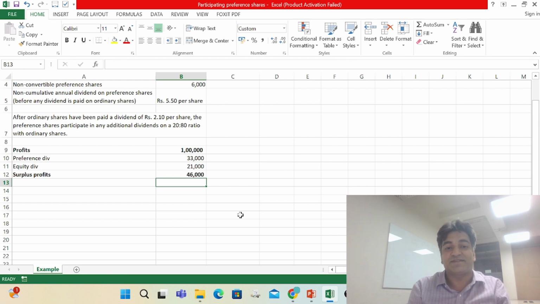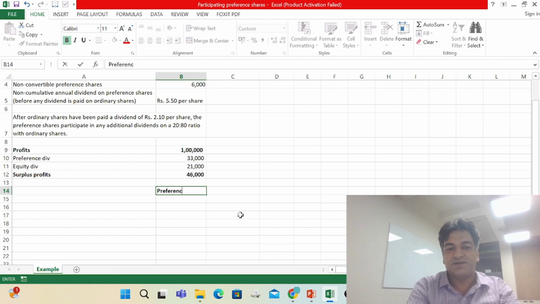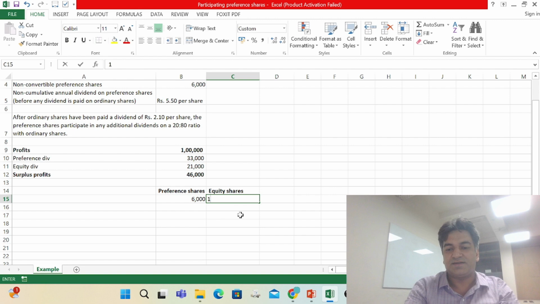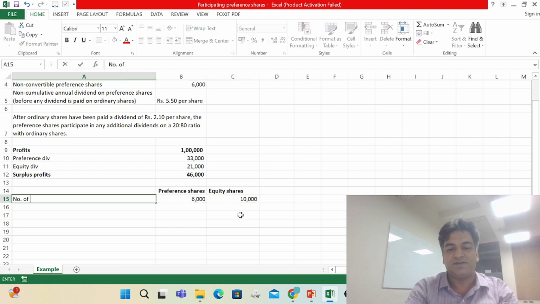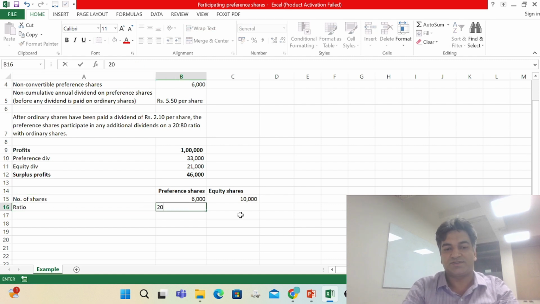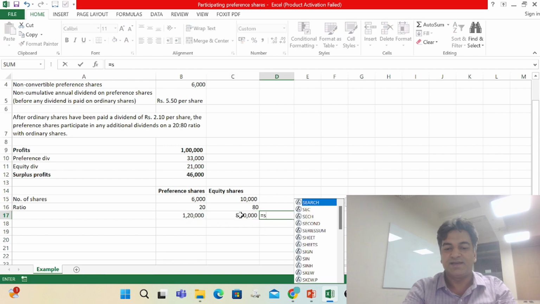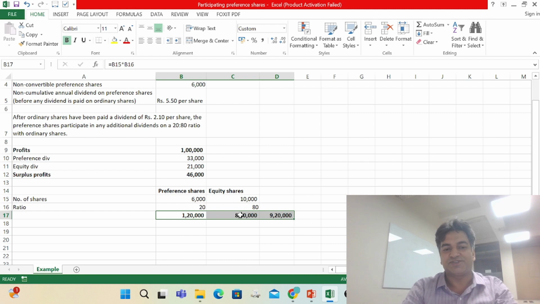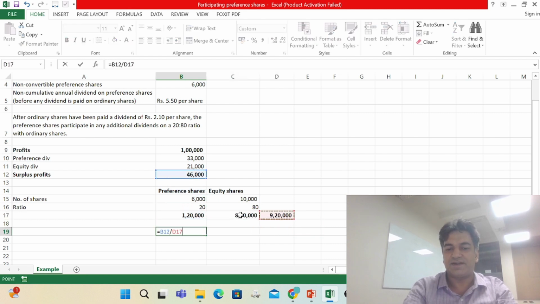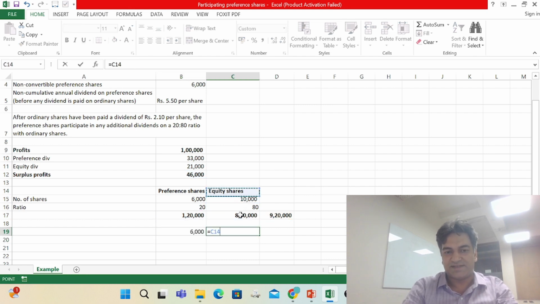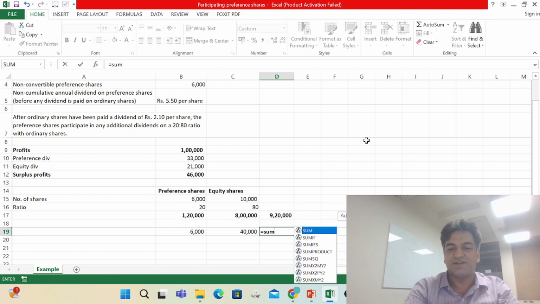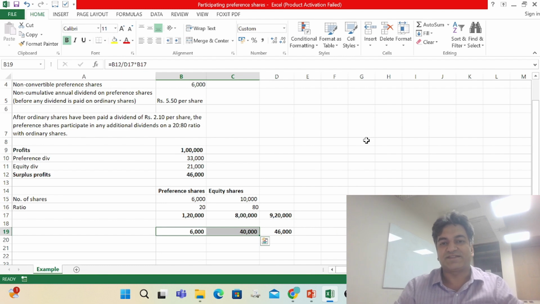So friends, let us see how this 46,000 will be distributed among the participating preference shares, who have a right to these additional dividends in a 20 is to 80 ratio with the ordinary shares. So let's see the calculation. Preference shares are 6,000 and equity shares are 10,000. These are the number of shares. The ratio is 20 is to 80. We will multiply 6,000 into 20 and 10,000 into 80, and this 46,000 will be distributed in this ratio. So 46,000 divided by 9 lakh 20 into 1 lakh 20, and 46,000 divided by 9 lakh 20 into 8 lakh. This is how the additional dividend will get distributed among the preference shareholders as well as the equity shareholders.